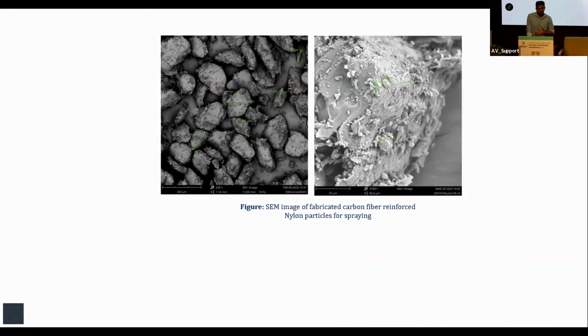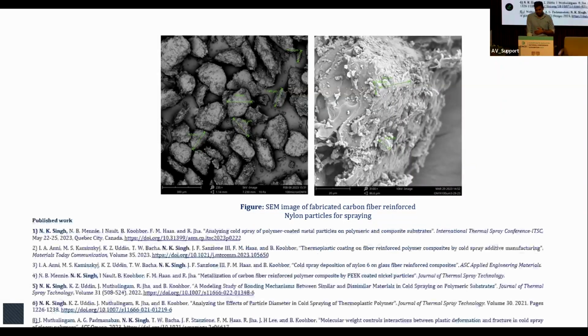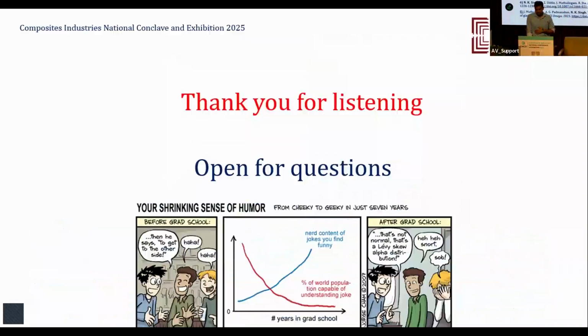Now we have particles of 200 micron dimension in which we have chopped fibers. These particles have shown better results. Again, no commercial supplier as of now, to the best of our knowledge. It was developed in our lab. These are a few papers and articles which are already published. Basically, these results are there.